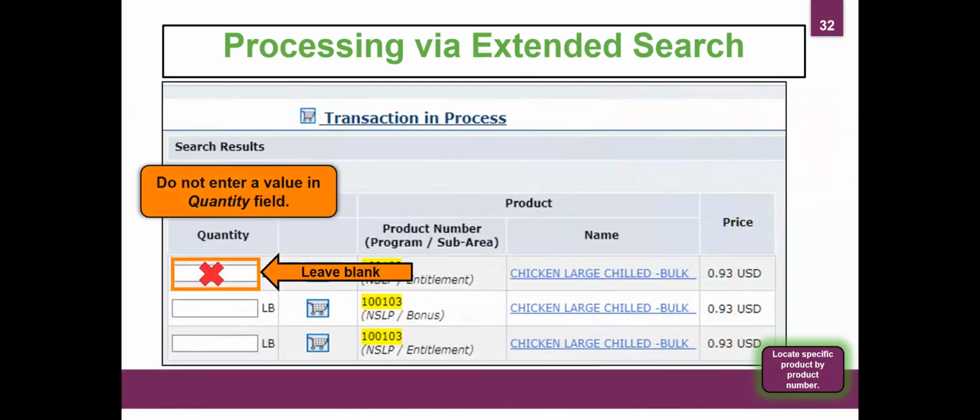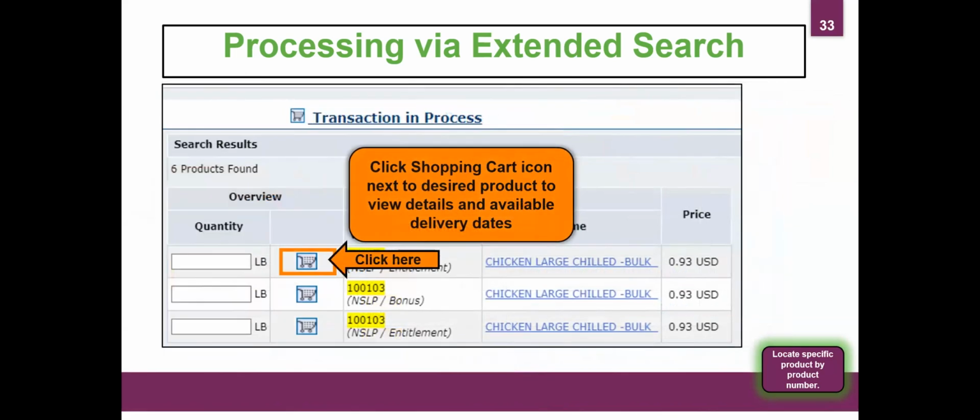As we said, we don't enter anything into the quantity field. So all of this follows the same process as your direct delivery once we've identified our product number. So we leave that blank and we're going to click on that shopping cart icon in the exact same manner, because then that's going to open up our next fields.